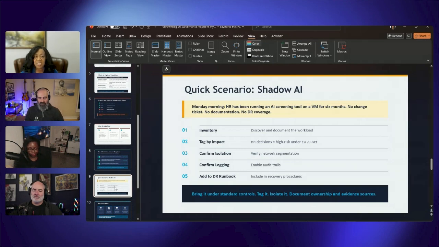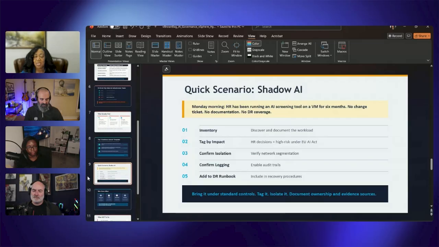And so here are the things to look at if you have an HR system that's usually running an AI screening tool or something on a VM for 6 months. If there's no documentation, there's no DR coverage, because it is shadow IT and shadow AI. That last sentence about bringing it under standard controls, that's probably the hardest thing to do. Tag it, isolate it. I think over the course of my career, it's always a fight between the business and IT to actually be able to do those things.